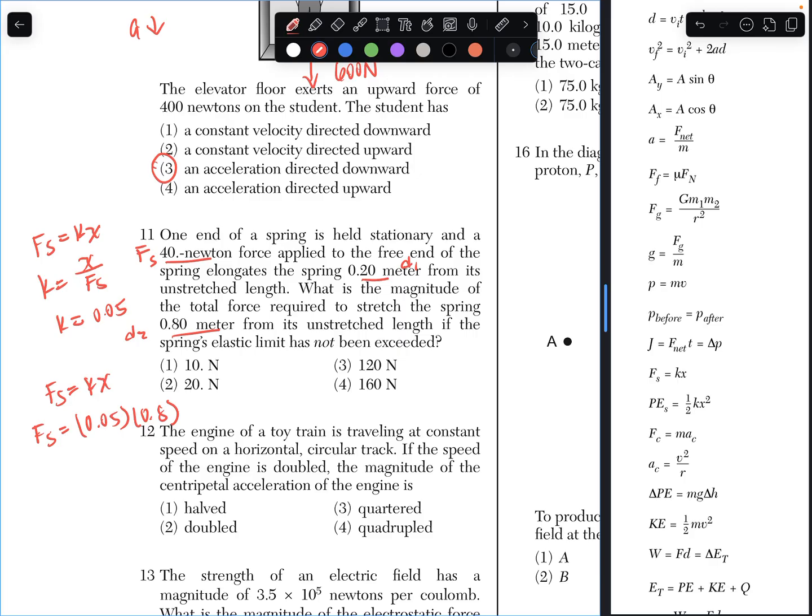Wait, hold up, I made a mistake somewhere. I made a mistake in the beginning. I'm so sorry, guys. Let me scratch this.